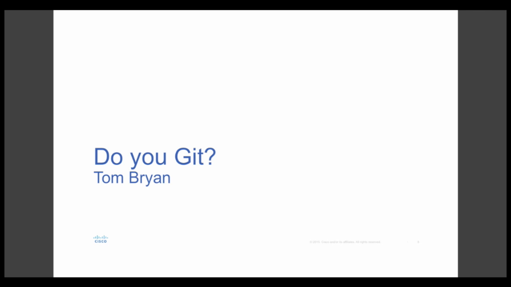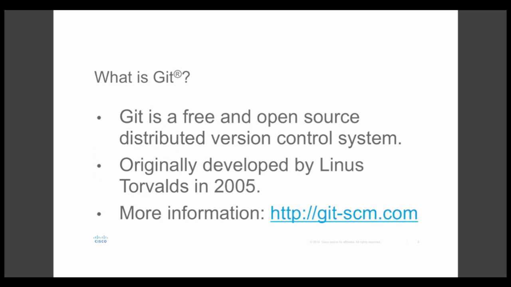Okay, we'll start with a couple of overview slides just to get everybody to some sort of level set here. First, what is Git? It's a free open source distributed version control system. We're not going to explain exactly what all those words mean, but if you want more information, gitscm.com is a good place to start. Git was originally developed by Linus Torvalds in 2005 to work on the Linux kernel, and he released it for everyone to use under the GPL v2.